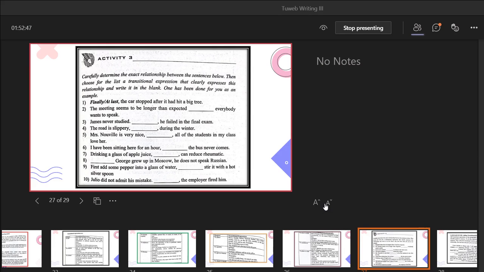Number 2. Jadi gimana kalau number 2, kira-kira apa yang cocok kita buat? The meeting seems to be longer than expected, blah blah blah, everybody wants to speak. Ini hubungan sebab akibat ya kayaknya. Because, yes, because everybody wants to speak. Jadi kita mau bikin to give a reason why it happens, ya.